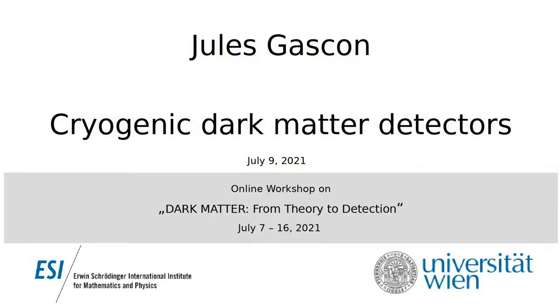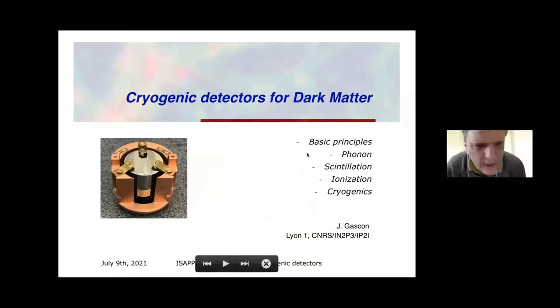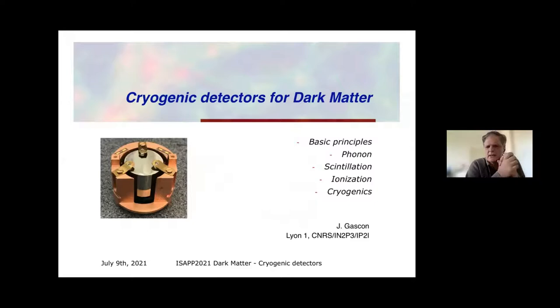The topic now is cryogenic detectors for dark matter. So basically, I will start with the basic principles. And then I will come back on these basic principles: phonon, a little bit of scintillation, and then a bit more on ionization. Because as usual, when you present the basic principle in a useful way, it's usually not entirely true.